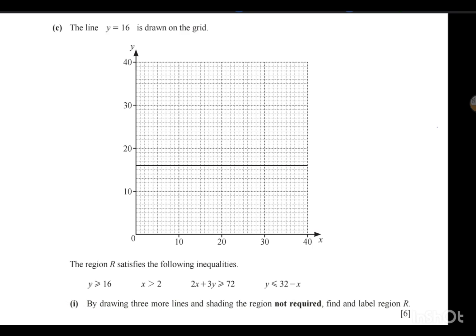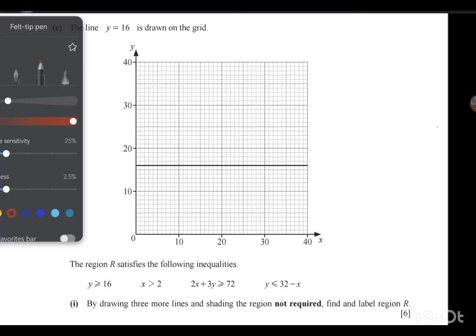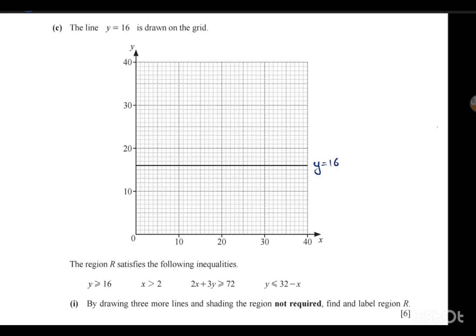This is a 6 marks question, so do it carefully, students. One of the lines is already drawn, which is y is equal to 16. So let me write that first here. This is y is equal to 16. For y greater than or equal to 16, you would shade above, but the not required region will be below, so you shade that.